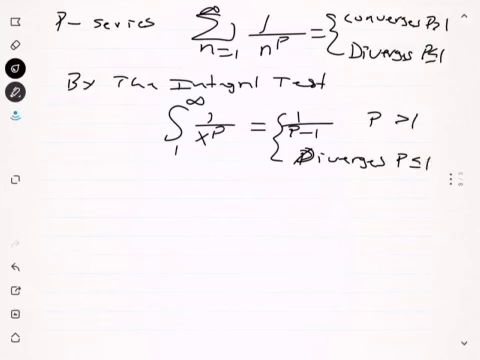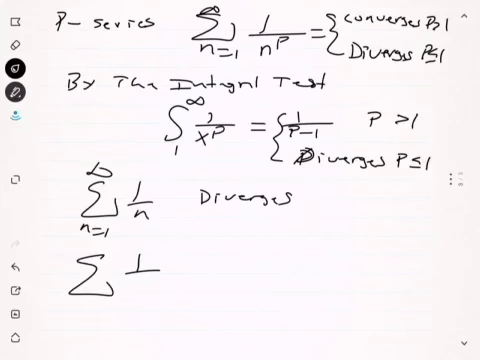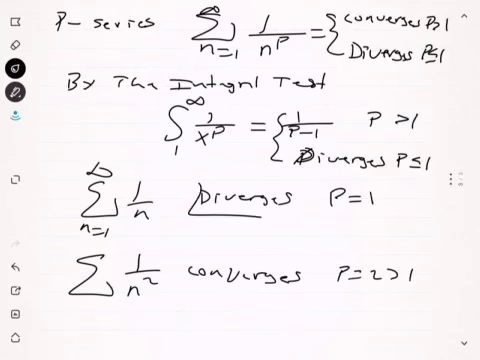Okay, so this harmonic series is a p series with p equals 1, so that's why it diverges. So this is another way to show that the harmonic series diverges. It's a p series with p equals 1. And this p series, 1 over n squared, converges, because it's a p series with p equals 2, which is bigger than 1.